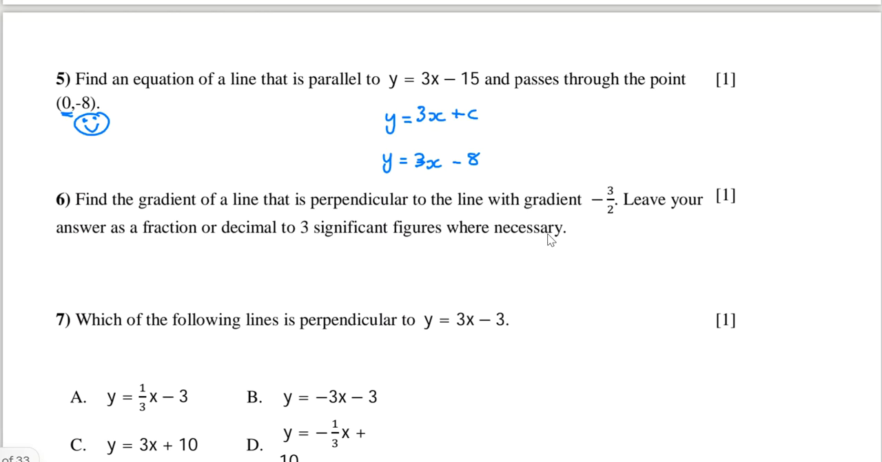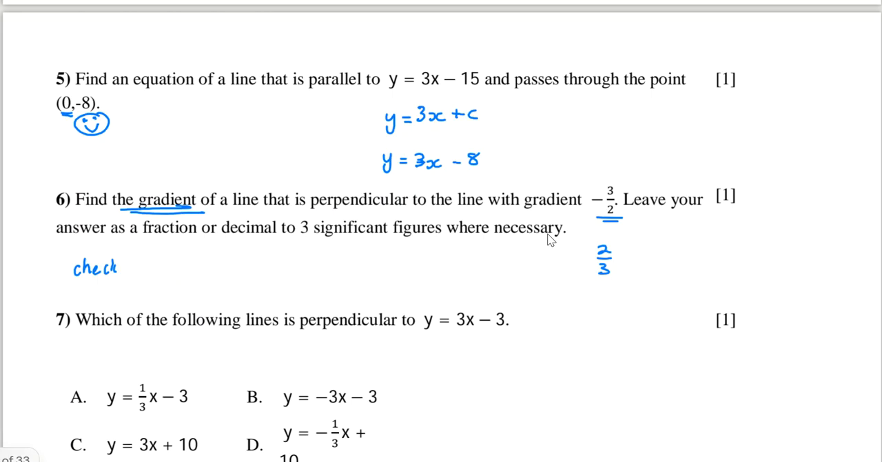This one, slightly different. So gradient of the line perpendicular to line with gradient. But this time, it's just, what's the gradient? Well, if the gradient of the line is minus 3 over 2, it's going to be positive 2 over 3. And then run it as a fraction or a decimal. Leave it as a fraction, it's just super easy.